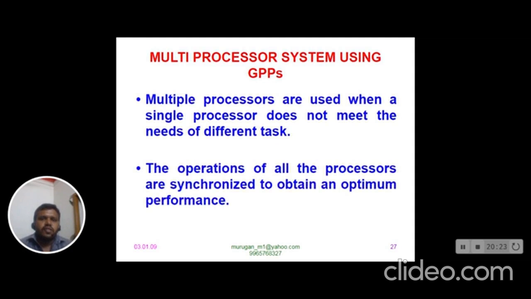Multiprocessor system using GPPs. Application specific system processor is only applicable for one or two systems. For more applications, we go for the multiple processor system using GPPs, that is general purpose processors. For this, a single processor is not sufficient to do the operation. So for multiple operations, we have to synchronize all the operations with optimum performance. So we go for the multiprocessor system.